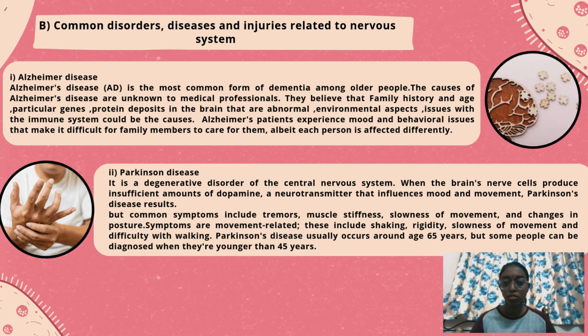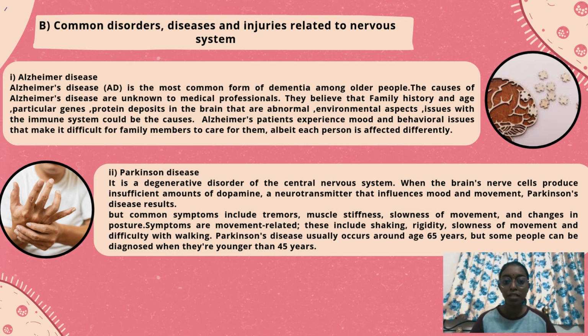B. Common disorders, diseases, and injuries related to the nervous system. Alzheimer disease. Alzheimer disease is the most common form of dementia among older people. The causes of Alzheimer disease are unknown to medical professionals. They believe that family history, age, particular genes, abnormal protein deposits in the brain, environmental aspects, and issues with the immune system could be the causes.